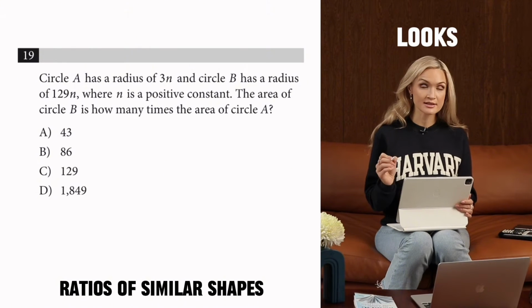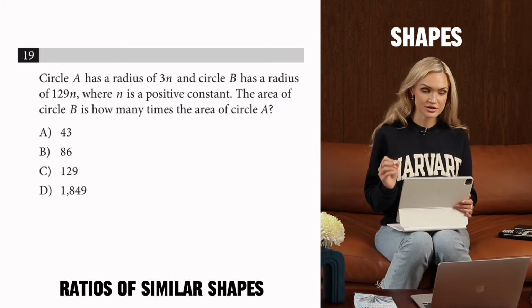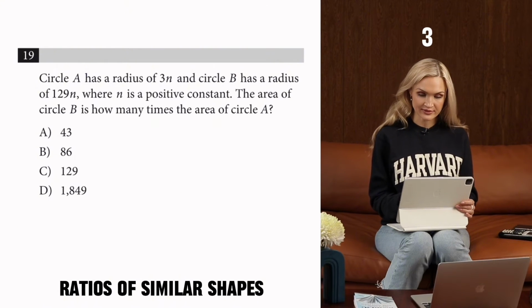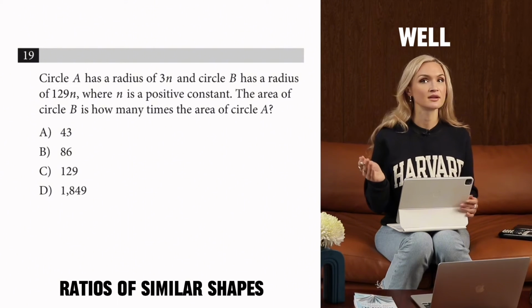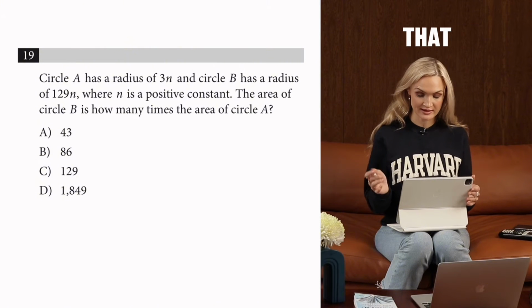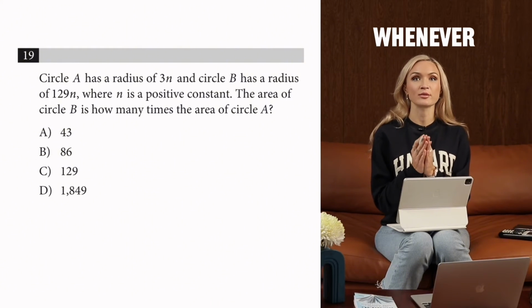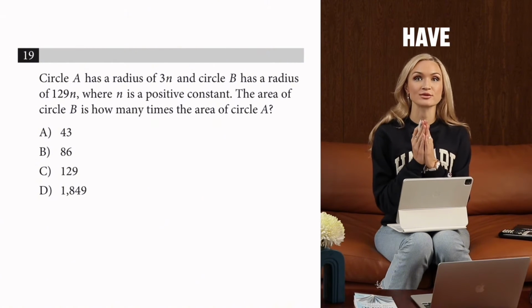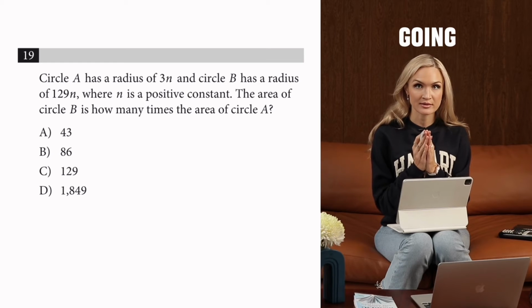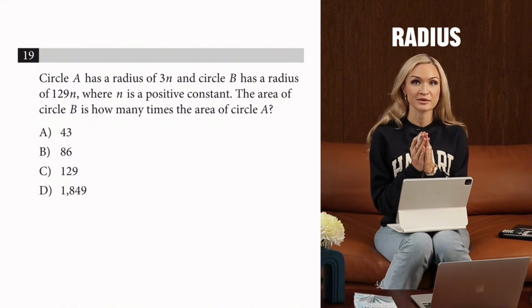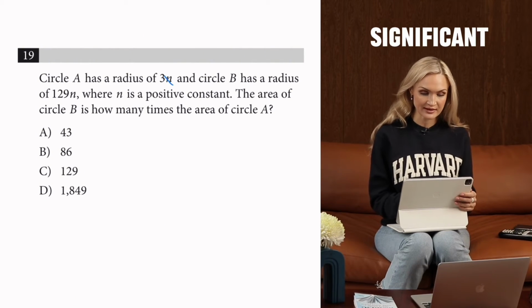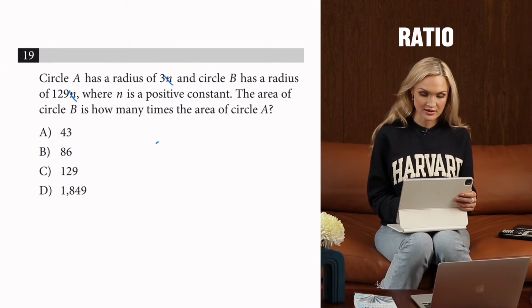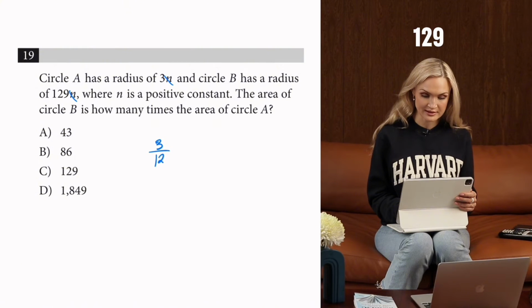Question 19. Looks like these are two similar shapes. Circle A has a radius of 3n. The circle B has a radius of 129n, where n is a positive constant. Well, circles are always going to be similar. That's the cool thing. So here's what we know. Whenever we're given two similar shapes, they have a ratio. So here we're going to compare the ratio of the radius. N is not significant because it stays the same. The ratio of the two shapes is going to be 3 over 129.